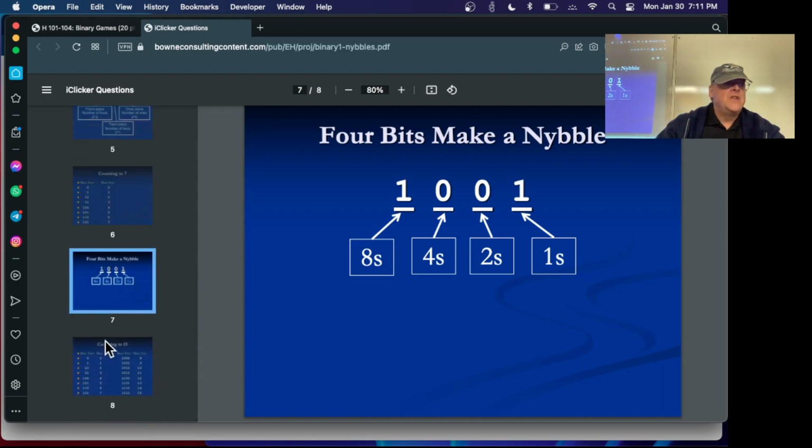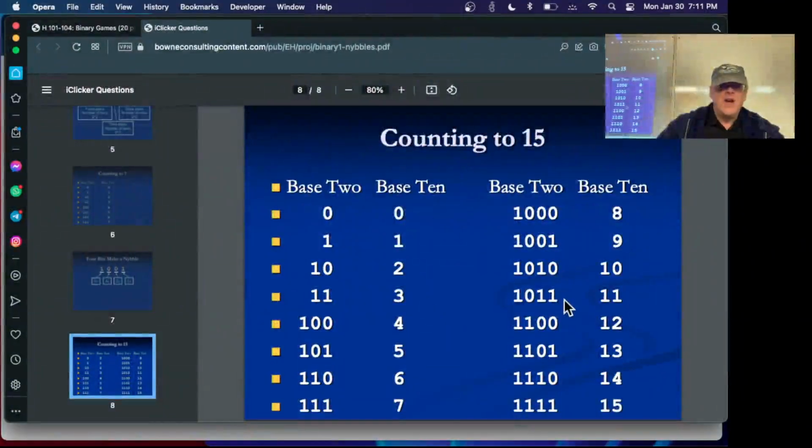And there are only 16 possible nibbles, and there they are. So 1, 1, 1 is 7, 1, 0, 0, 0 is 8, because it's no 1s, no 2s, no 4s, and 1, 8. And this is 9, a 1 plus 8, and this is 15, 1 plus 2 plus 4 plus 8, which is the largest nibble you can have. They only go from 0 to 15. There's only 16 of them.